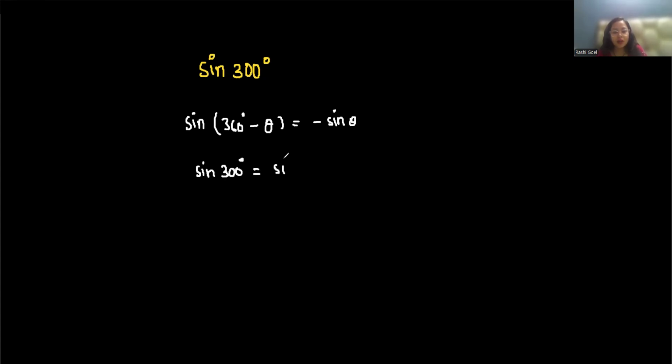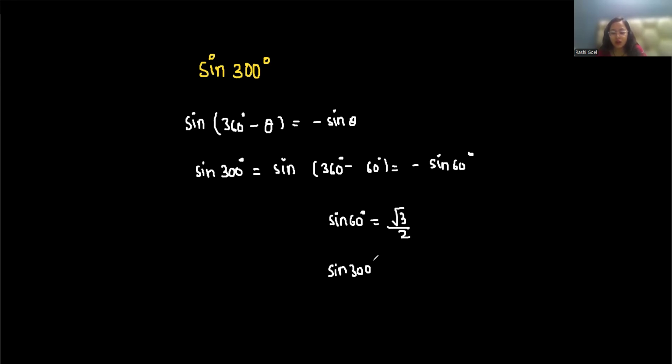I can write sine of 360 degree minus 60 degree is equal to minus sine 60 degree, and sine 60 degree is root 3 by 2. So sine 300 degree is minus root 3 by 2, which is approximately minus 0.866.